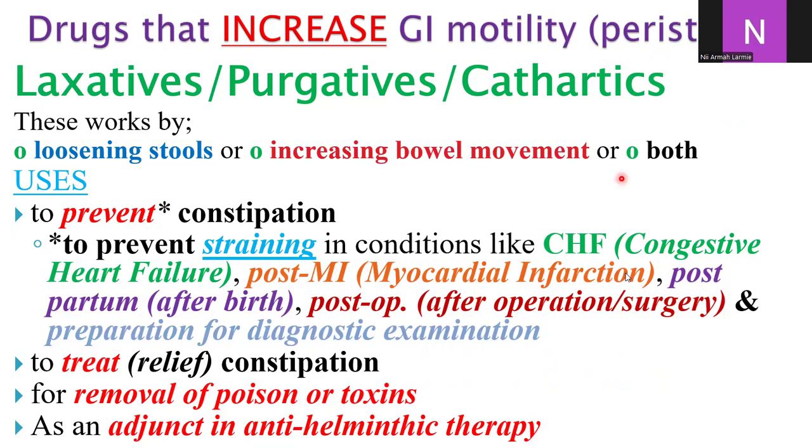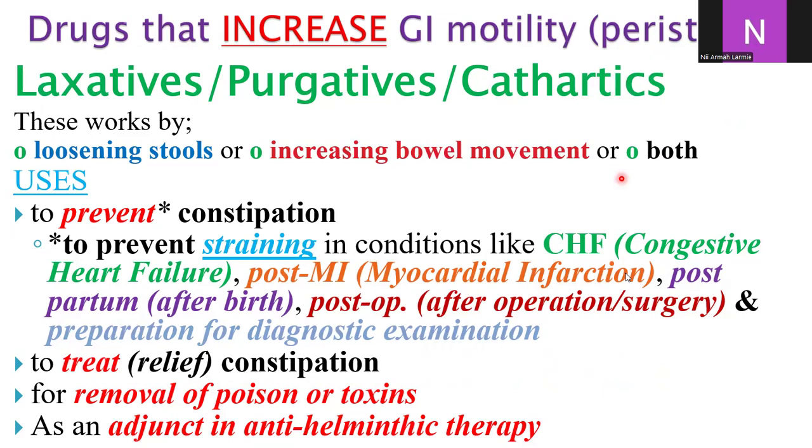And a lot of times, an increased bulk and increased softness working together with an increased bowel movement causes the laxation or the purgation. So purgatives are primarily doing one of two activities, loosening the stool or increasing bowel movement, or doing both. We use this class of drugs for treatment and for prevention. We use them for prevention of constipation, and we use them for treatment of constipation.